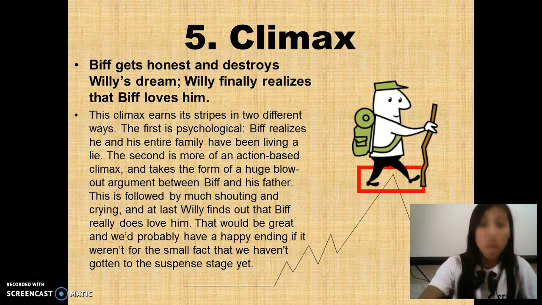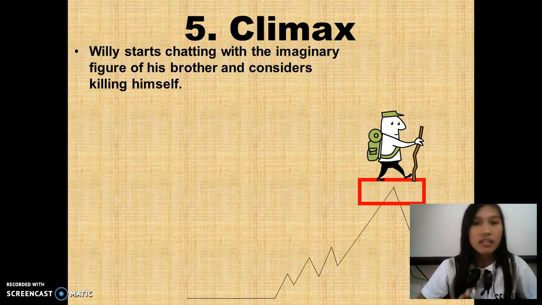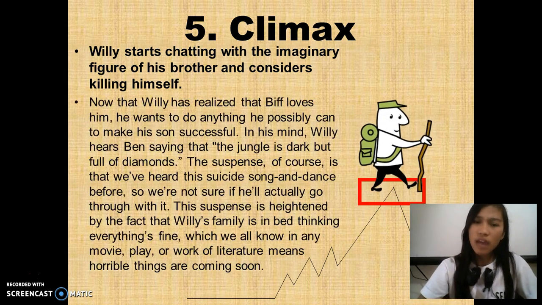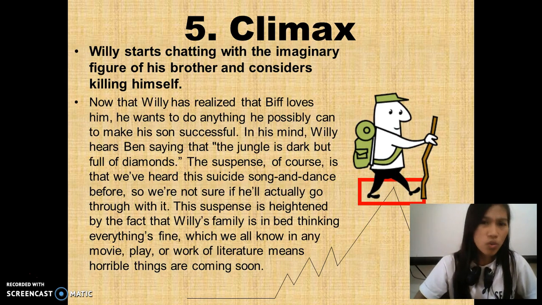So here's the suspense in the story. It's still a part of the climax. Willie starts chatting with the imaginary figure of his brother and considers killing himself. Now that Willie has realized that Biff loves him, he wants to do anything he possibly can to make his son successful. So in his mind, Willie hears Ben saying that the jungle is dark but full of diamonds.